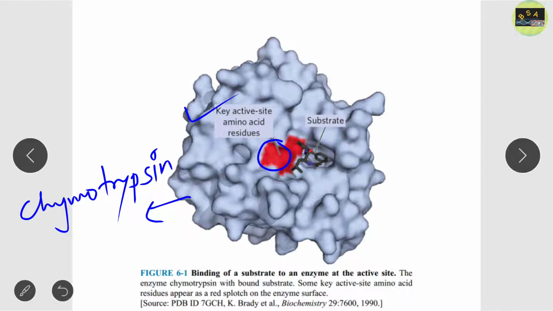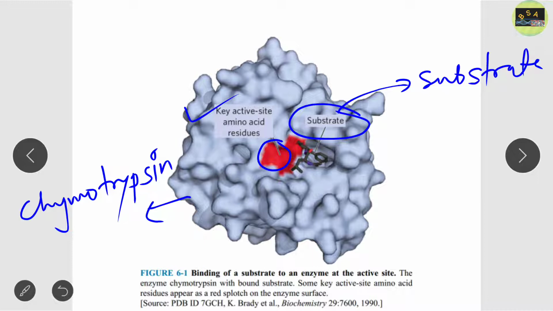Or more simply you can say that the active site is a region of the enzyme where the substrate binds, this is the substrate, and catalysis occurs. So this is the definition of the active site of an enzyme. Clear? Now I hope that you understand the proper meaning of active site.